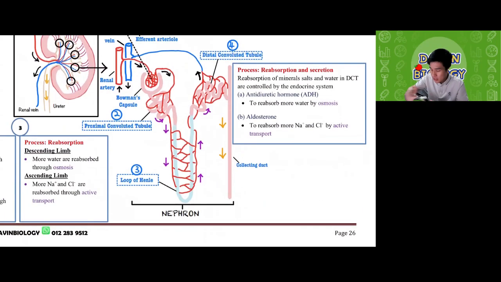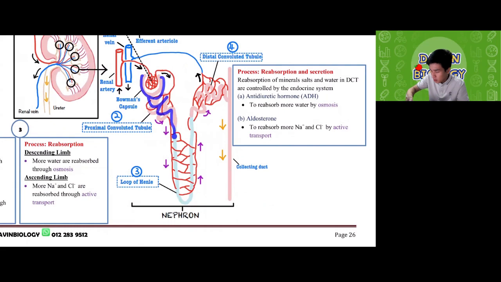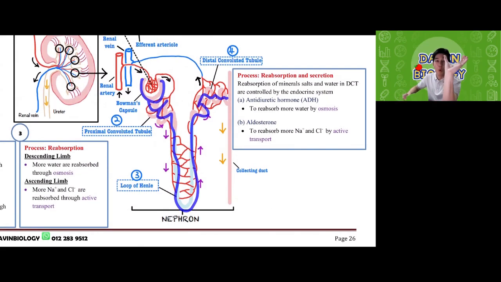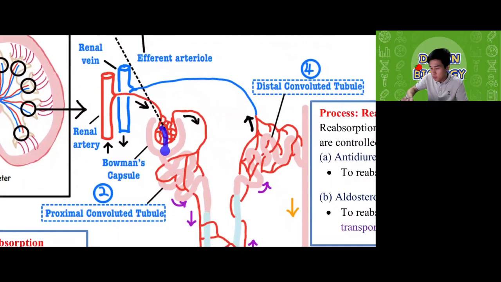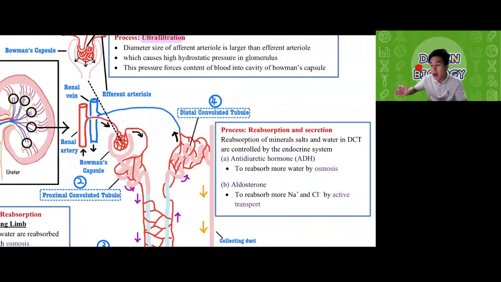So basically here, this whole thing is your nephron. It starts from the Bowman's capsule here, like a C-shaped thing. This is where your nephron starts. So what they want to do here is transport the blood into the nephron, into the Bowman's capsule of the nephron. So this process is called ultrafiltration.